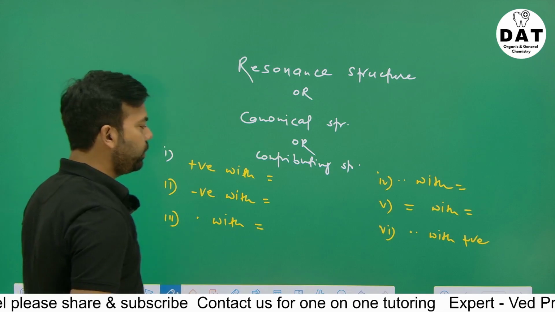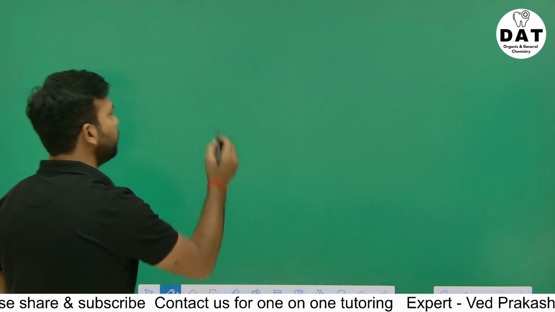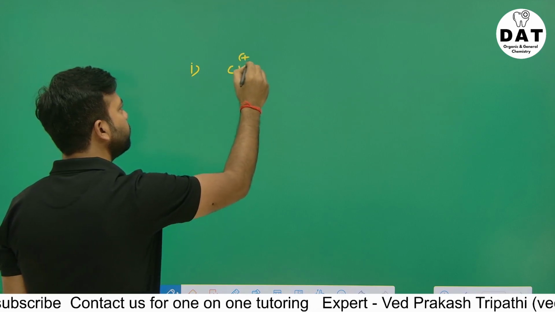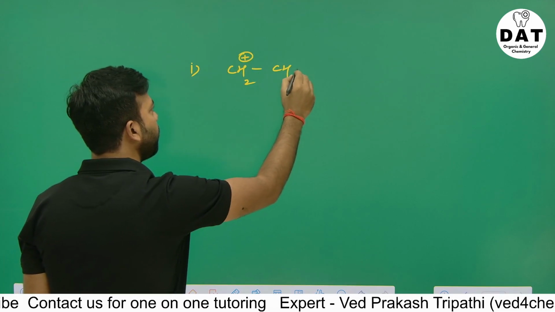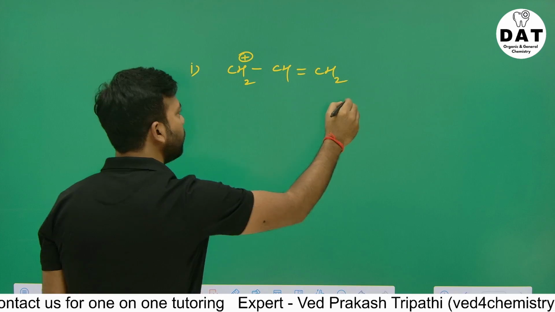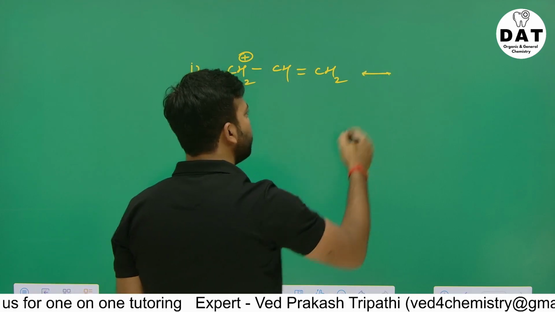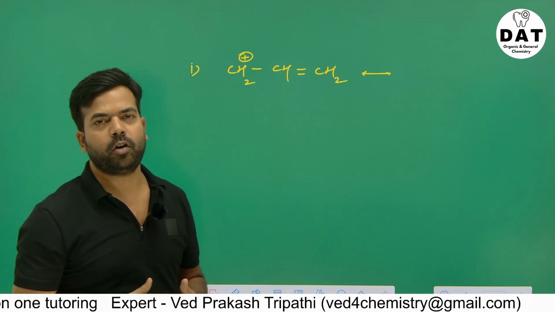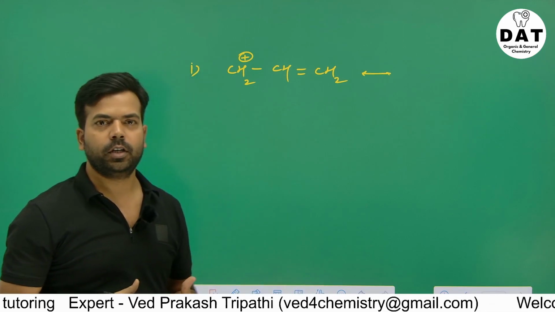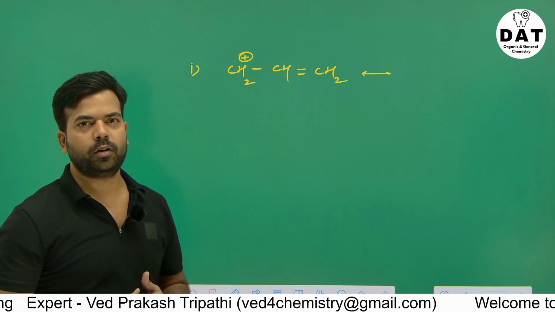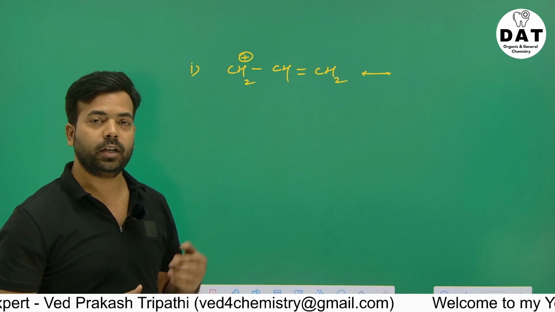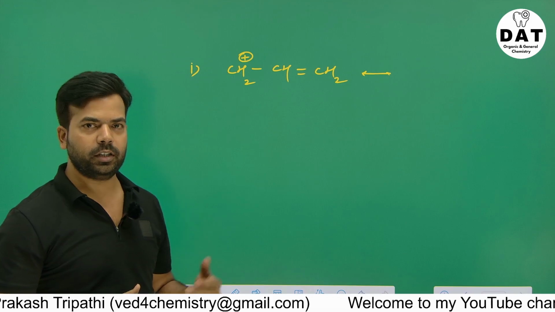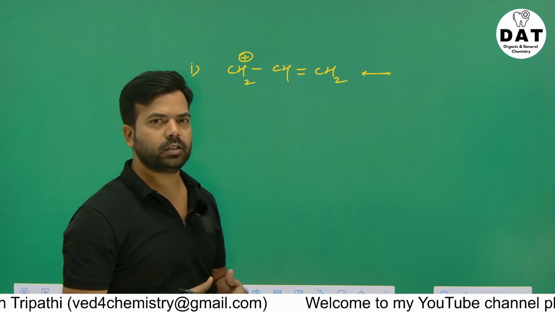So let's start with the very first one, the positive charge with a double bond. Suppose we have this example. First of all, you should know some basic concepts of resonance structure. In resonance structure, the movement of atoms is not going to happen. It's the movement of pi electrons. Pi electron species means positive charge, negative charge, lone pair, radical, double bond, as well as vacant orbitals.